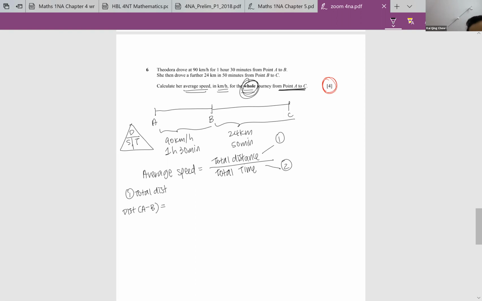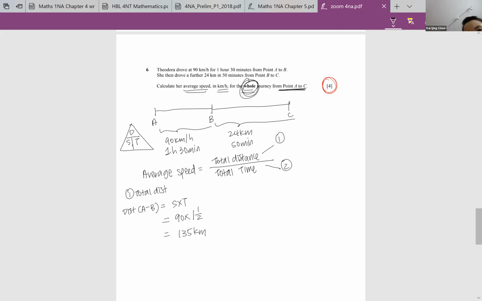Okay, distance is speed times time. So I take speed 90 times time. Time is 1 hour 30 minutes. So I cannot put 1.30, no? Or I cannot put like 130. 1 hour 30 minutes, right? If I change to hours, it's 1.5 hours, right? So the distance from A to B is 90 times 1.5, which is 135 kilometer.